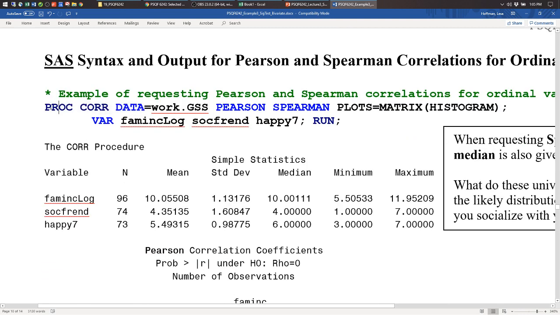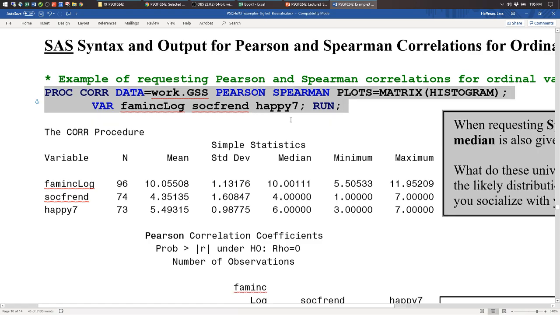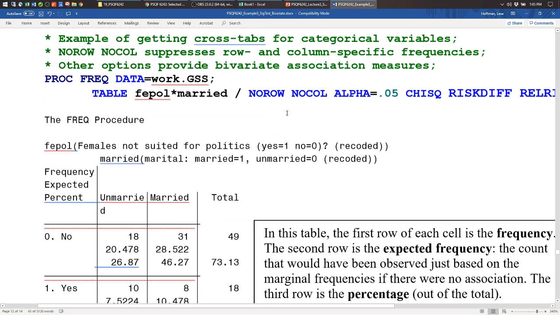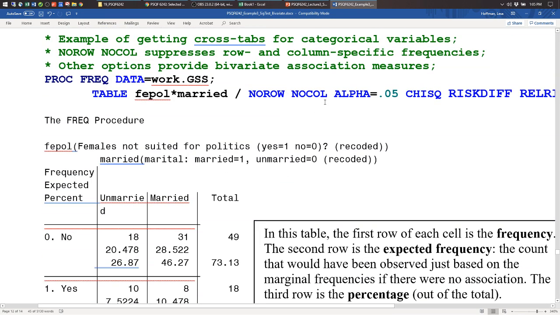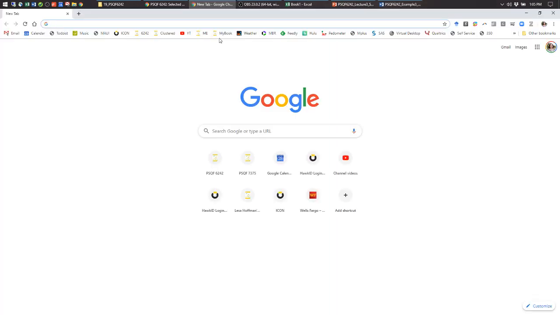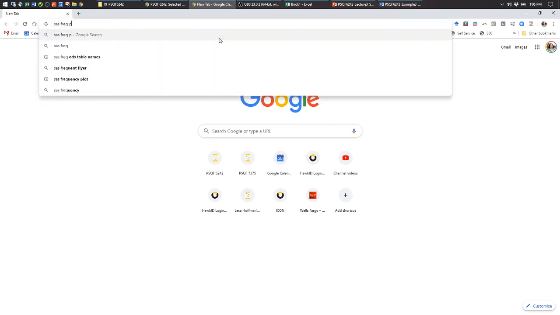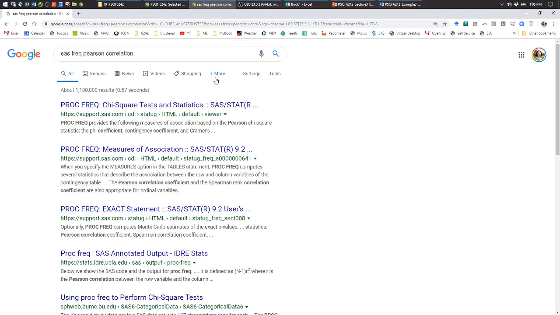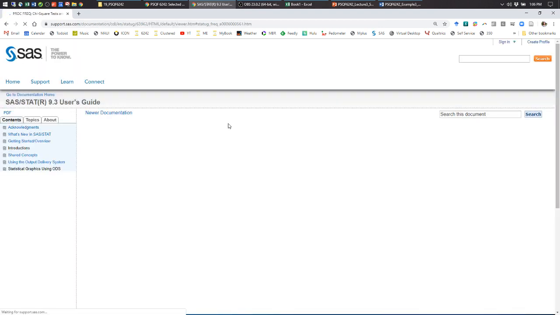You would do a new one. I believe there is also a Pearson correlation option on Proc Freq. If I remember correctly, it is PCORR, but I'm not 100% certain about that. Let me find out. So this is me preparing your examples for things that I haven't done before. SAS, Freq, Pearson, correlation. Oh, look, someone's asked for that already. Then we get to Proc Freq, chi-square tests and statistics. That seems promising. So welcome to the SAS documentation.